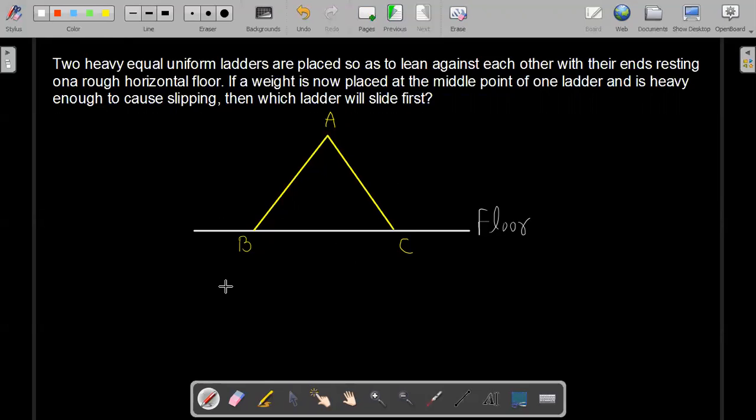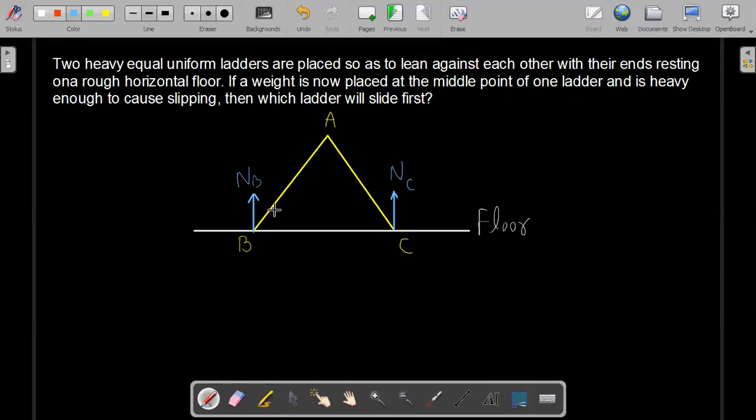The forces which will be present on each ladder are like this. First of all, you will have a normal reaction force at point B acting on the left side ladder, and another normal reaction force at point C acting on the right side ladder. So these two normal reaction forces will be present. I denote the normal at point B as NB, and the normal at point C as NC.